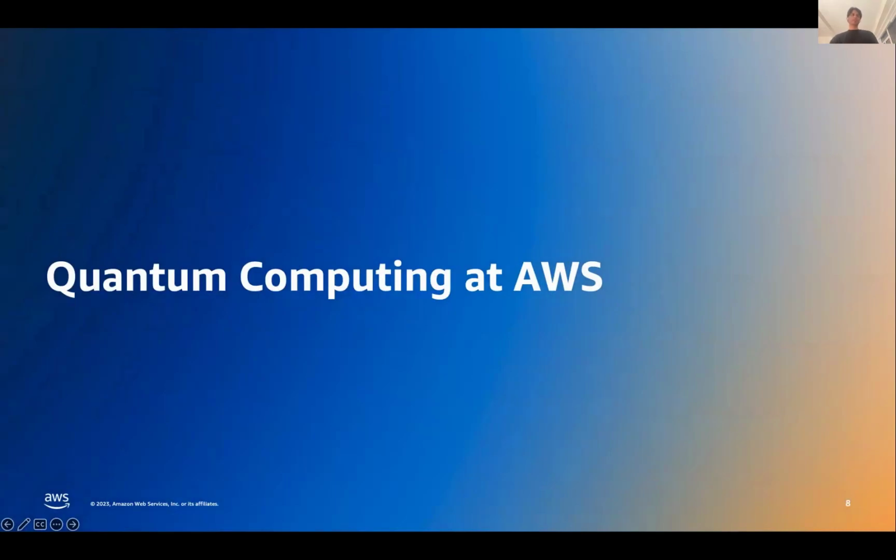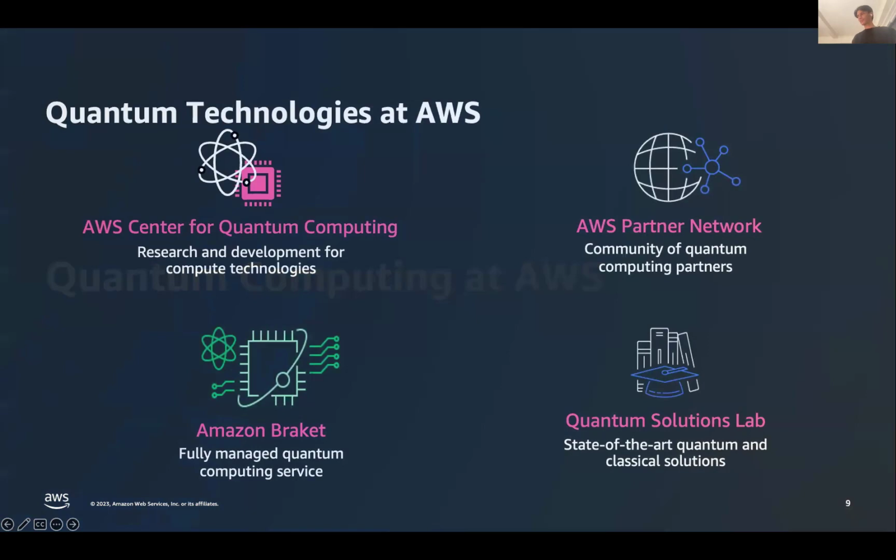So going back to the presentation. What we are doing in terms of quantum computing at AWS: quantum efforts at AWS have existed for over 4 or 5 years now, and we have 4 different pillars. First is the AWS Center for Quantum Computing, where all the research and development happens for computing technologies. People are working on fault-tolerant quantum computing, and we are also trying to build a quantum device.